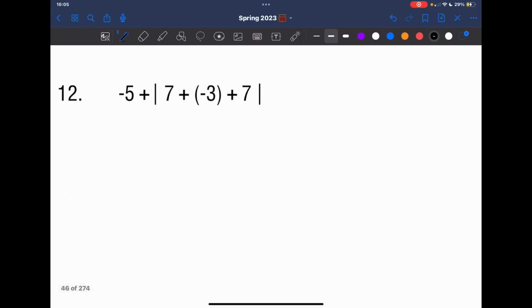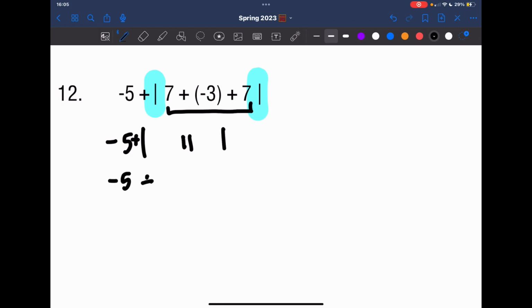And then number 12, we're treating absolute value like parentheses. So we have to work inside the absolute value first and then work through the parentheses. So we're going to bring down the -5. We're working inside the absolute value from left to right. So we're going to say 7 minus 3 is 4. 4 plus 7 is going to be the absolute value of 11. And this was a plus in between. So -5 plus 11 is going to be 6.